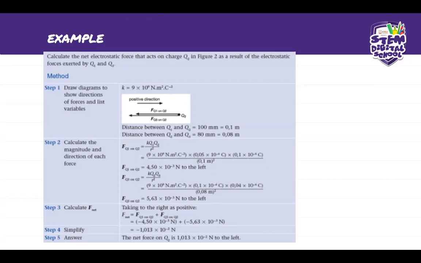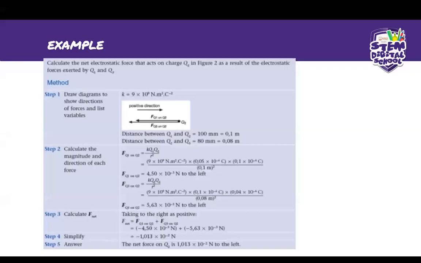So we're going to draw our diagram. Oh, sorry about that. We had a bit of a connection problem, but I hope that we are still together on this problem. Okay. So for step one, we need to draw the diagrams, right?